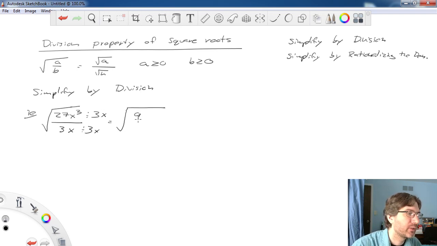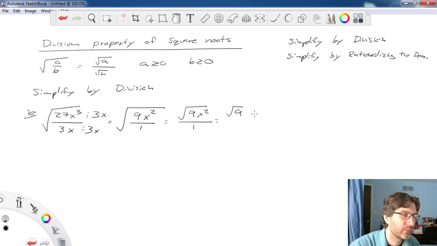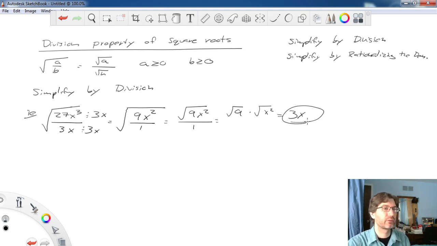27 divided by 3 gives me 9x squared because we're taking away one of the x's. Over here it gives you just 1. So this is going to equal the square root of 9x squared over 1, which equals, again, you can pull that apart if you're more comfortable doing it that way, or you can just write the 3x out there if you want to do it in your head, but that's going to be times x squared. And then over 1, it's not going to matter, so this is going to equal square root of 9 is 3, and square root of x squared is x. So this turns out to be just 3x.